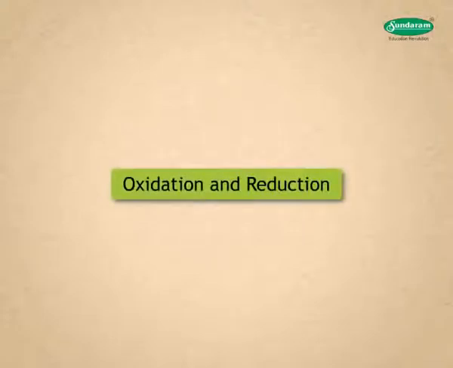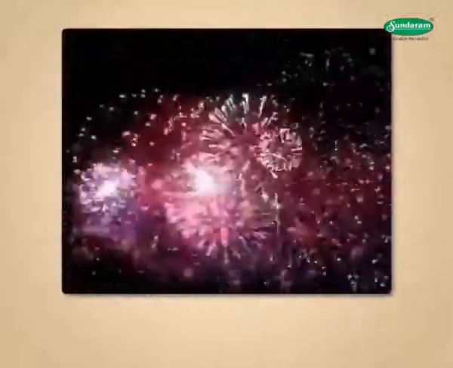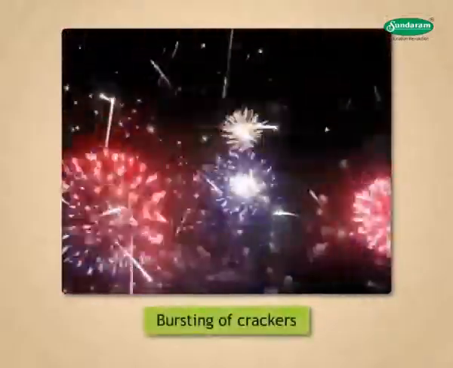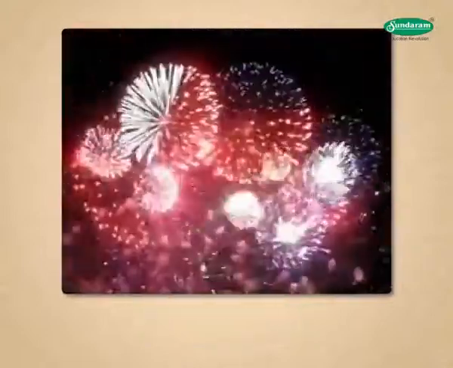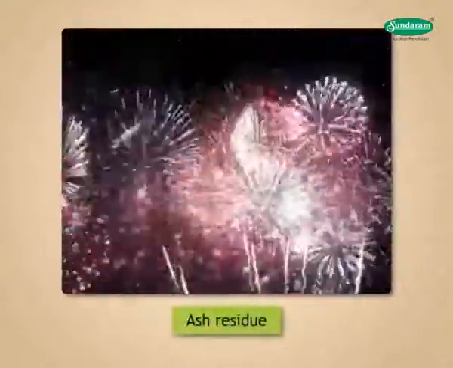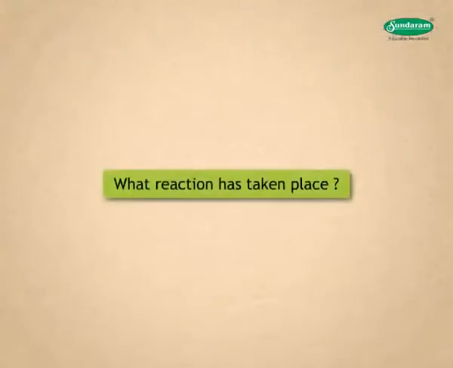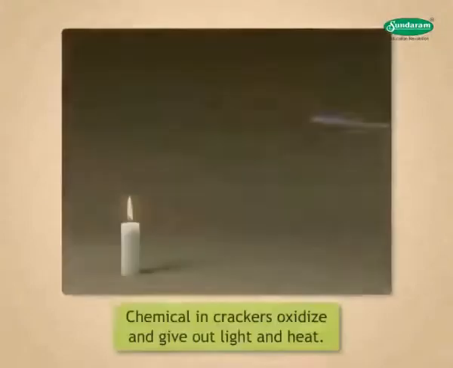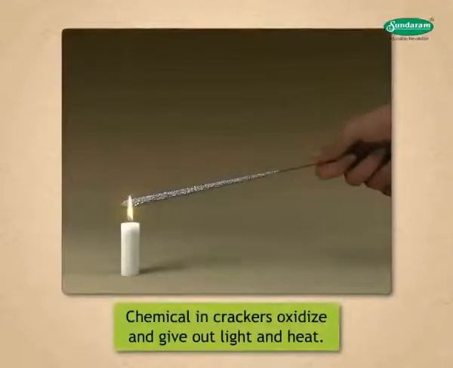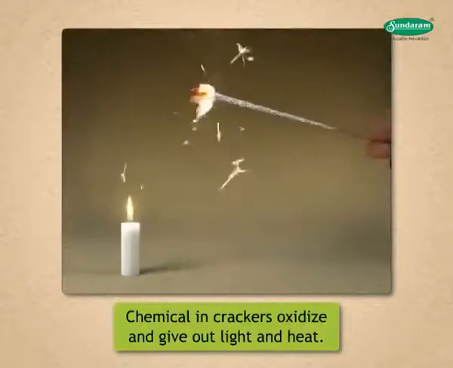Let us now move to oxidation and reduction. Children, during festivals, all of you have fun while bursting crackers. When crackers burn, you will find an ash residue after they are burnt. What reaction has taken place? Chemicals in crackers oxidize and give out light and heat.